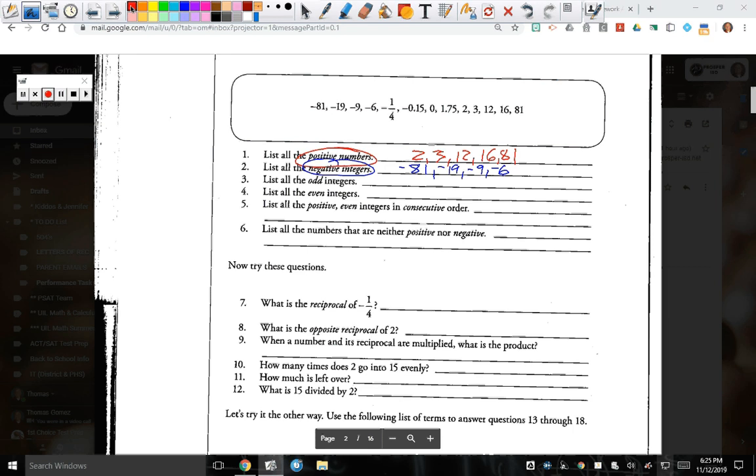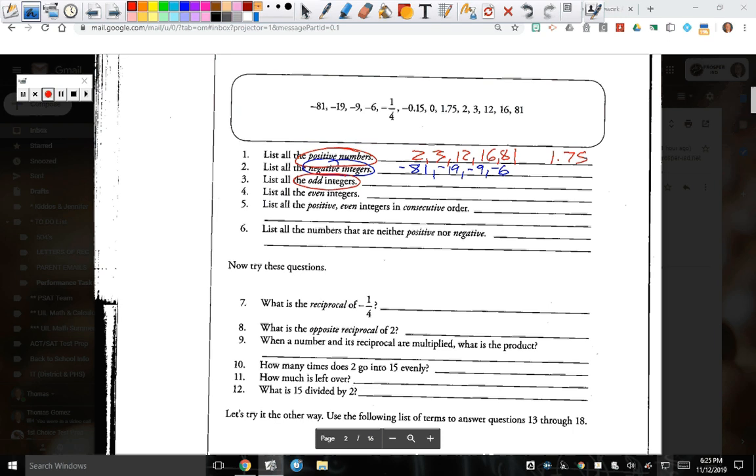So now, odd integers. Oh wait, for number 1, wouldn't you list 0 and 1.75 since it just says numbers? So it says the positive numbers. The reason why I didn't put 0. Oh, you're right. So we should have put 1.75. Nice catch. But not 0. 0 is neither positive nor negative. Okay, yeah, neutral.